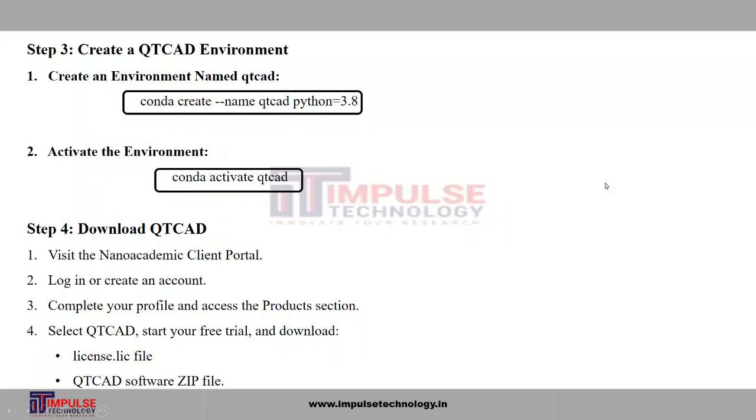After updating conda and installing libmamba, now is the step where we have to create the QTCAD environment. First, we have to create an environment with the name QTCAD. The command is conda create --name QTCAD with the Python version. After that, we have to activate the environment. Let's open the command prompt and run this command.